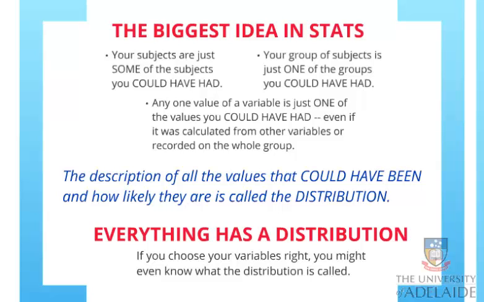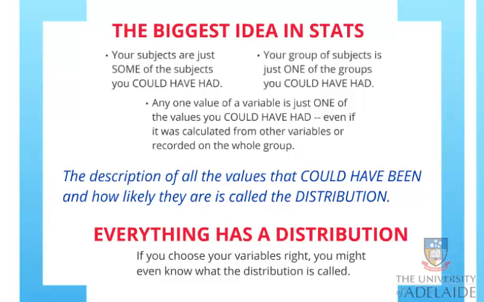Your subjects are just some of the subjects that you could have had. And your group of subjects is just one of the groups of subjects you could have had. And therefore, any one variable that you record is just one of the variables that you could have had, even if it was calculated from other variables or recorded on the whole group. Anything that you write down, whether word or number, would have been different if I'd had a different group or a different subject. That's why they're called variables, because they're variable. But it's only one of the things that we could have had.